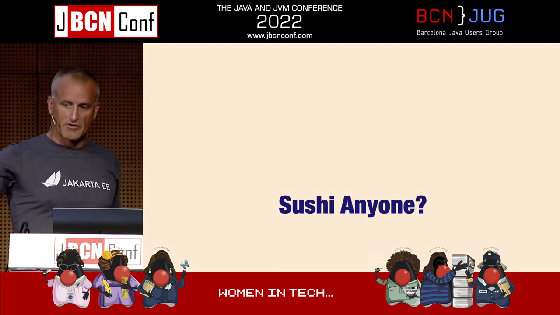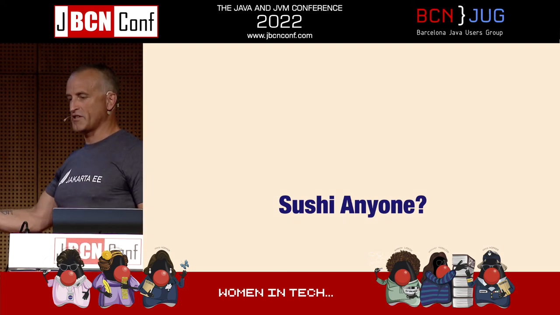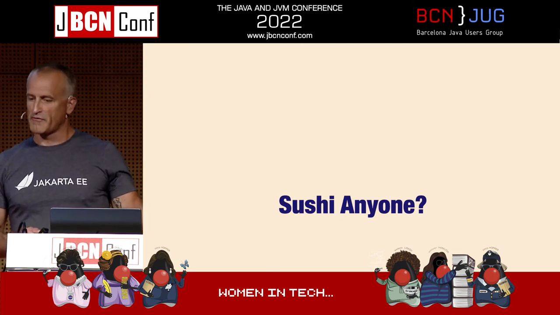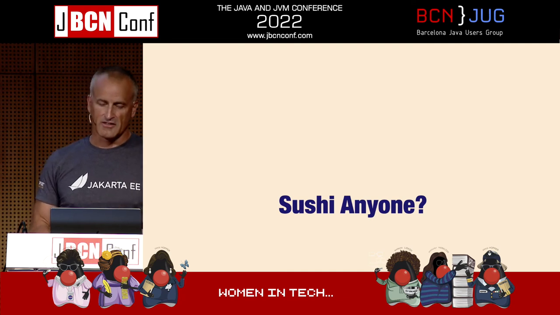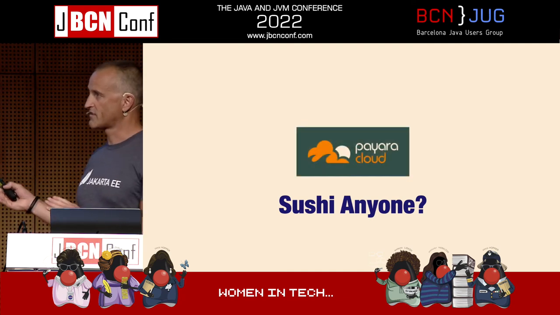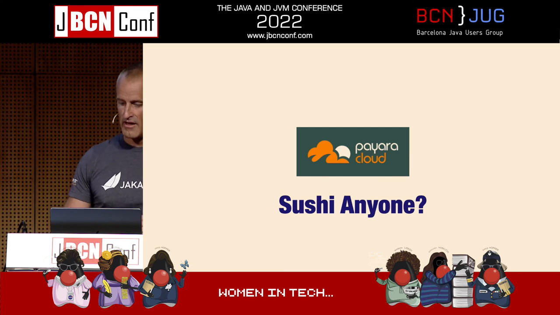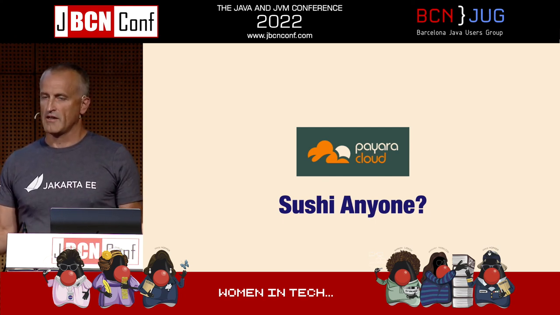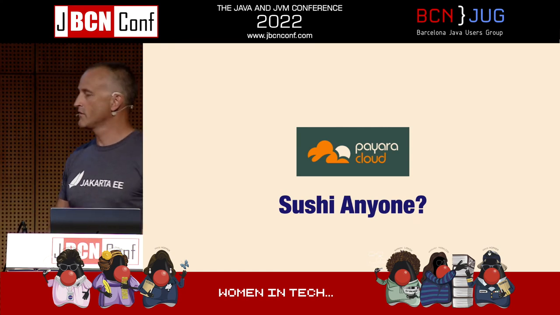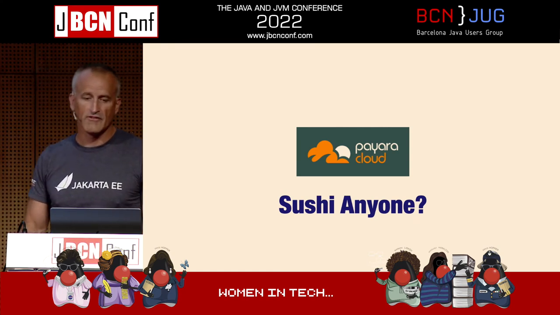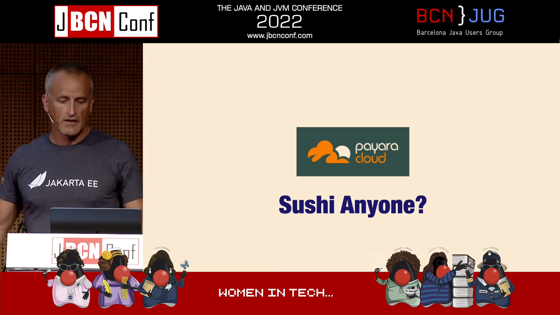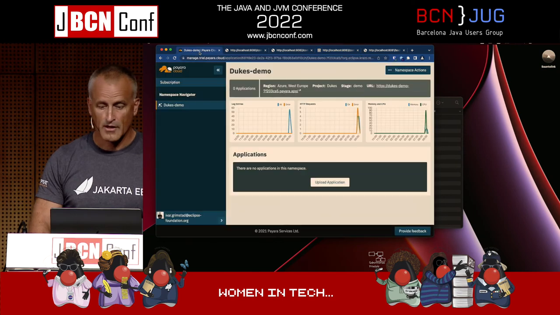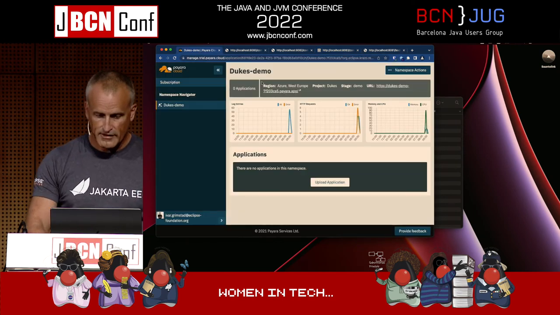So this is the surprise demo, and since we're on the fish theme, this is a demo of one of the fishes that are a member of Jakarta EE, and that is Payara. Payara has a cool service called Payara Cloud, and I'll show you how simple it is to deploy a Jakarta EE application to the cloud. You don't need any YAML. You don't need to know what Kubernetes is. You don't even need to know what a cloud is. You just need to be able to open a web browser. So it's very, very simple.